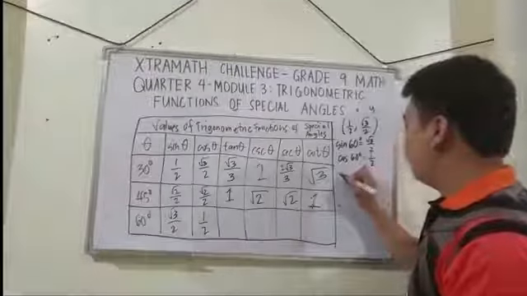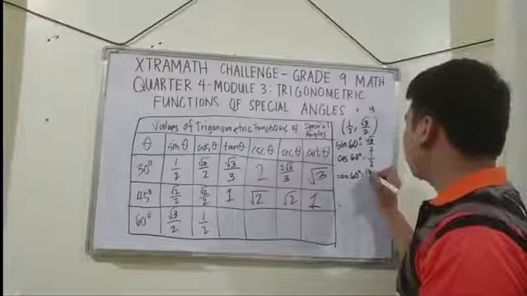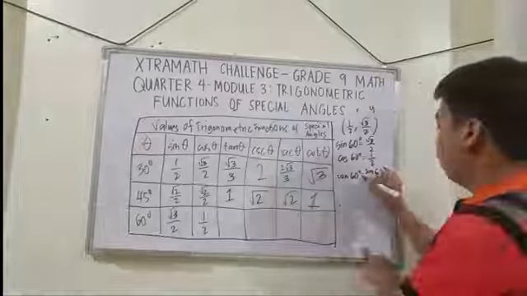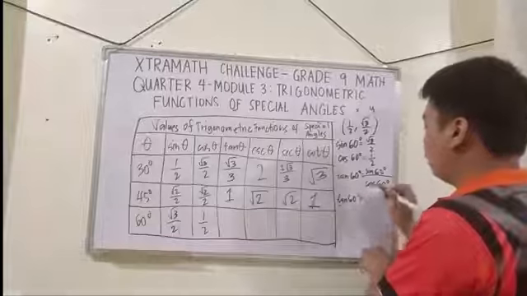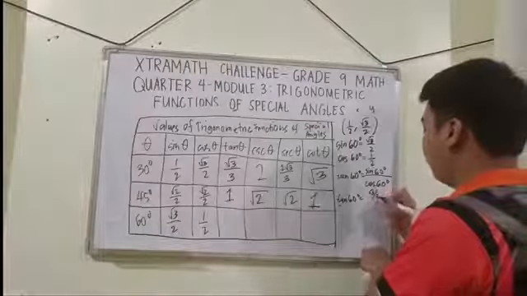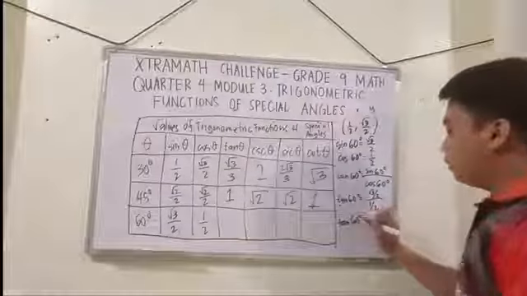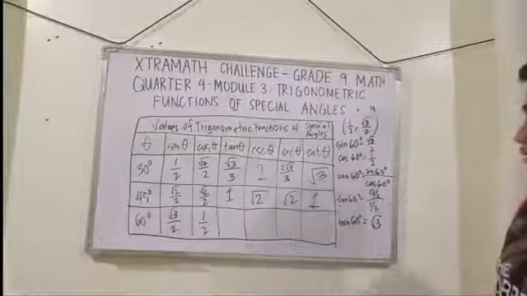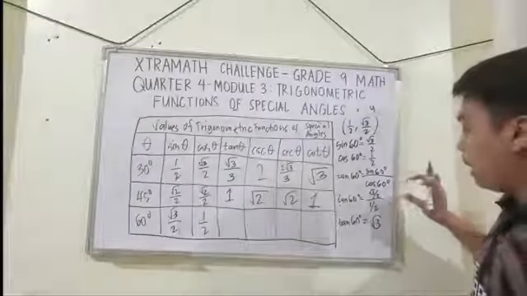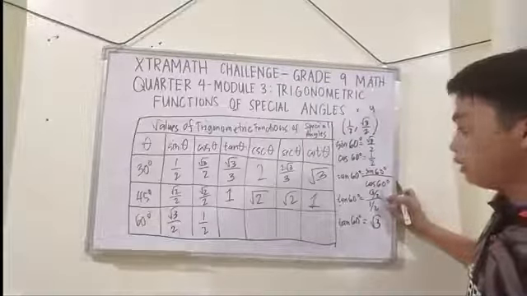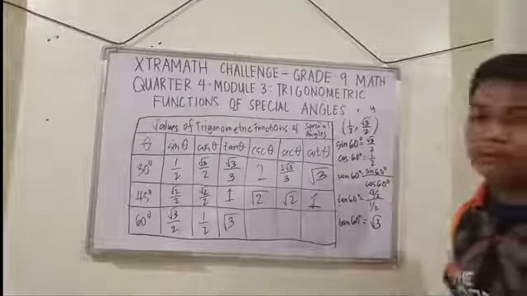Now, for the tangent of 60 degrees, that is equal to sine of 60 degrees over cosine of 60 degrees. So, tangent of 60 degrees is equal to square root of 3 over 2 all over 1/2. If we complete this, that is equal to square root of 3. We have already solved an expression similar to this. That means tangent of 60 degrees is square root of 3.